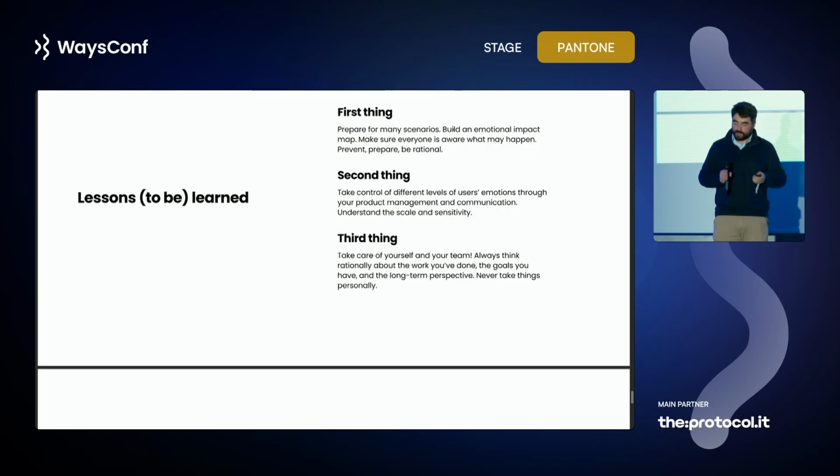So try to be rational, because difficult emotions are always there, but prepare, that's fine. Take control of different levels of users' emotions through your product management and communication. Communication is a really strong tool to have. So understand the scale and sensitivity. Things are on a bigger scale, lower scale, and more or less sensitive.